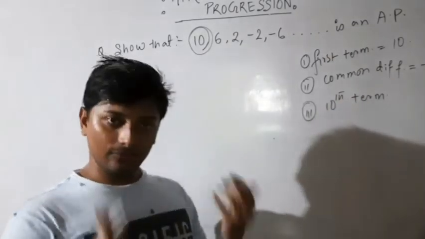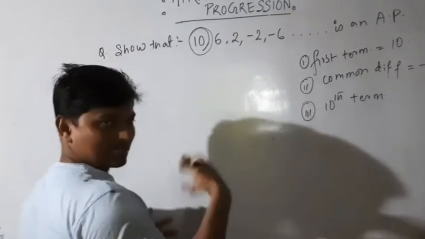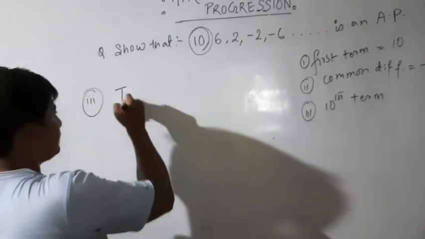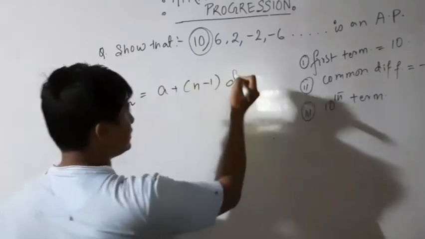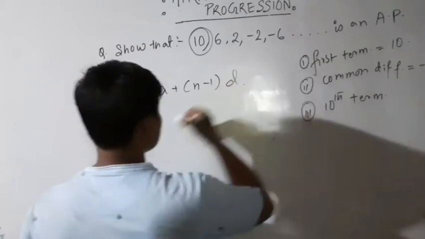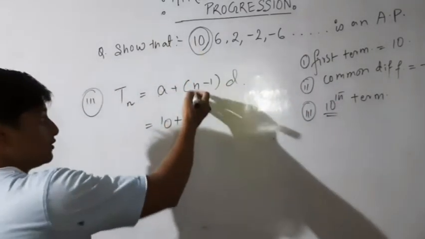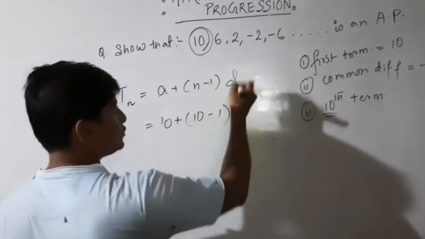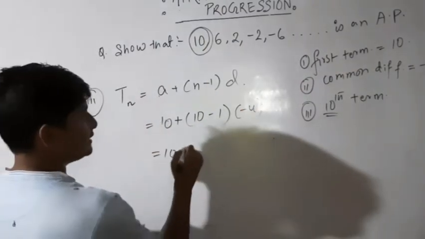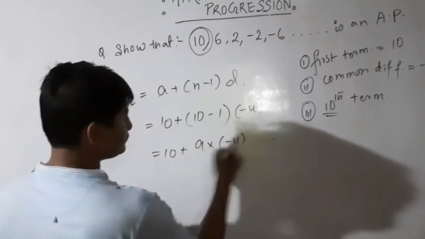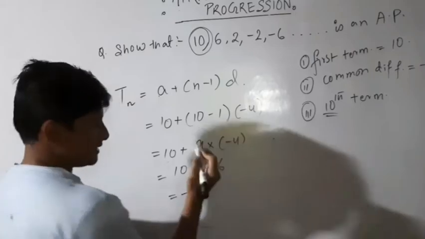For the sum, there is a different formula. For the term, the formula that will be used was discussed a bit earlier, isn't it? That formula is Tn equals a plus n minus 1 into d. In place of a, it is the first term 10. They are telling me to find the 10th term, so in place of n, it will be 10 minus 1 into d. The difference is minus 4. So what will be the answer here? The answer will be minus 26.